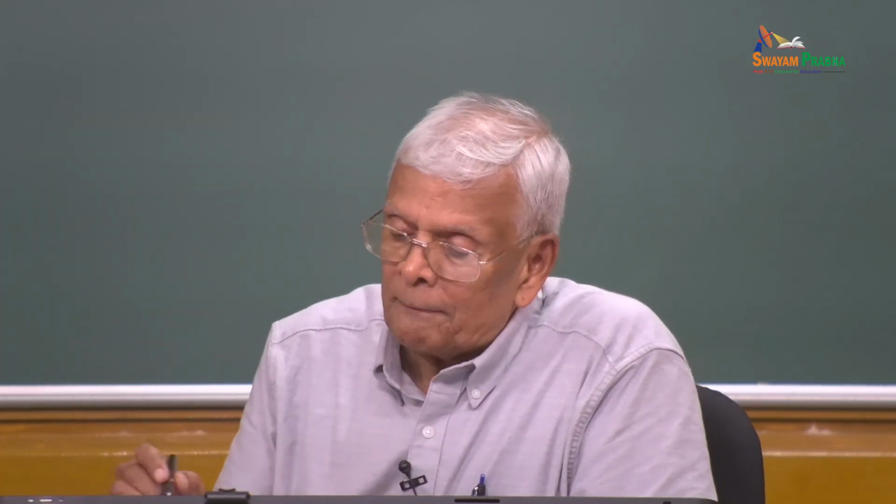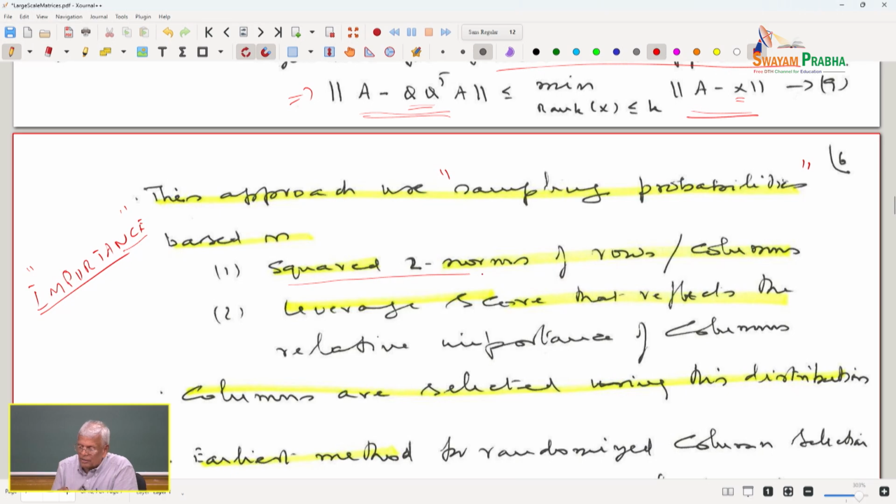So, the sampling probabilities can be based on square of the 2 norms of the rows or columns. In some problems I may have to select rows, in some problems I may have to select columns. Even though in the particular problem under consideration I have to select columns, there will be other areas where I have to select rows as well. So, I would like to be able to select rows and columns based on the energy, which is the 2 norms of the rows. Another way would be to look at the leverage scores, which reflects the relative importance of the columns.